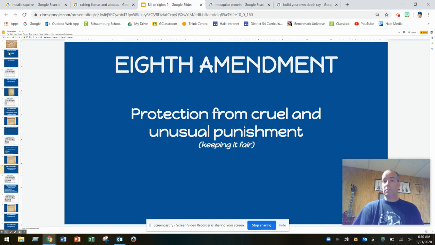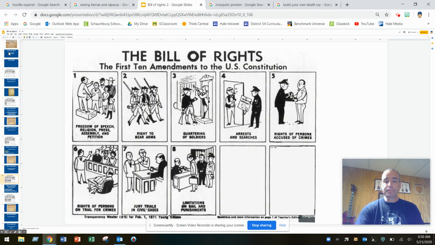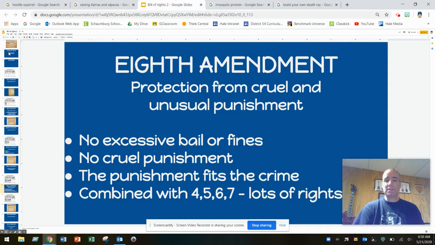This is really keeping it fair. So what this one really says is you can't have excessive bail or fines. If you go to the store and steal a candy bar, they can't throw you in jail and say there's a $1 million bond. It's not in line with what would be reasonable in that situation.